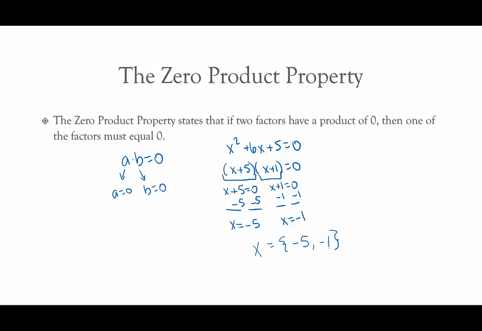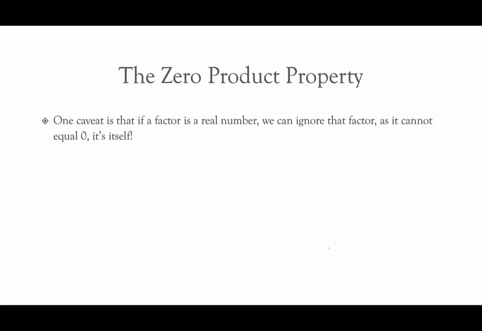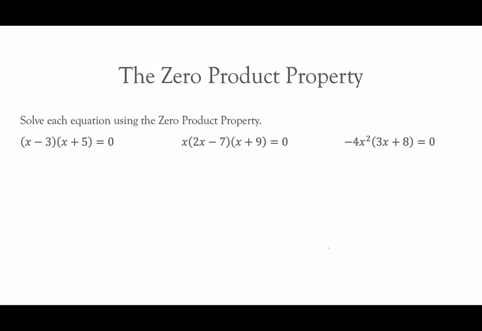And so this is our goal here with the zero product property. In this video, we're only looking at quadratics or polynomials that are set equal to 0 that are already factored. And then one other caveat to discuss is that if a factor is just a real number, like 7 or negative 4 or a million, we can ignore that factor because that one is not the one that we could set equal to 0. It is itself. So if it's 7, it's 7. We can't change the fact that it's 7. And we'll get into that. There's kind of two options we can do for that.